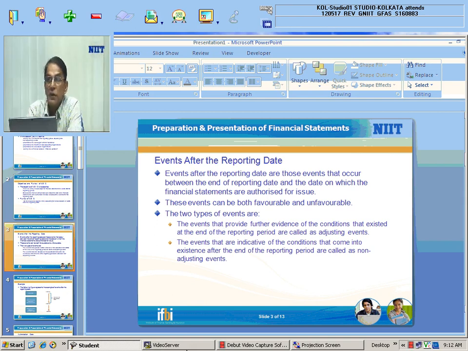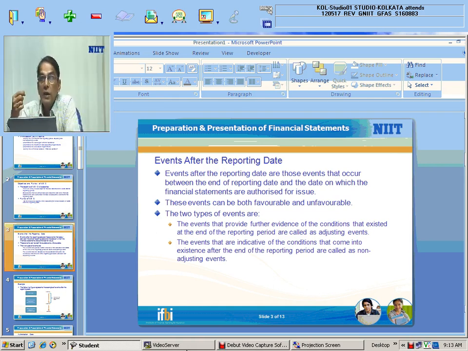So we talk about events after the reporting date. Events after the reporting date are those events that occur between the end of the reporting date and the date on which the financial statements are authorized for issue. Some of the events can be favorable, some of the events can be unfavorable.